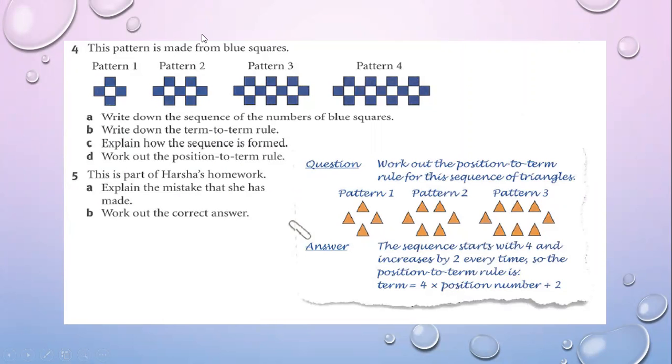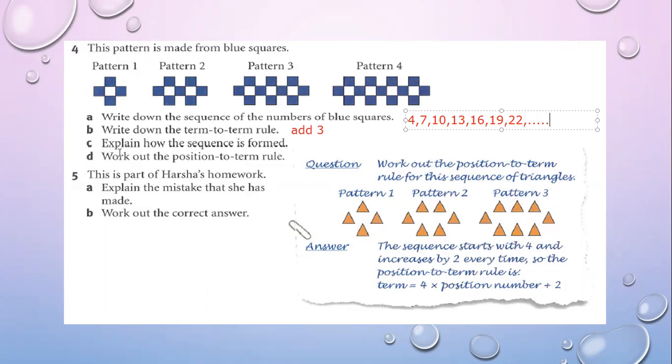The term to term rule is so simple, as I told you before in my last class. Here, the term to term rule is he adds 3. So what I write here is add 3. The sequence is: first is 4, then 7, then 10, 13, 16, 19, and next I also write 22. So as it is, they just follow.